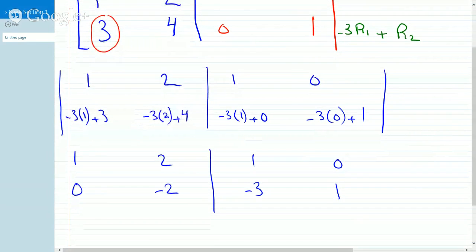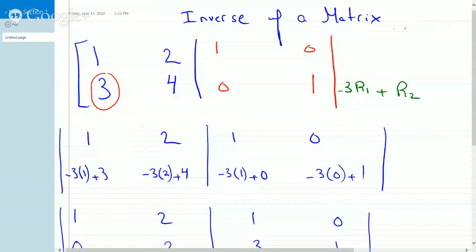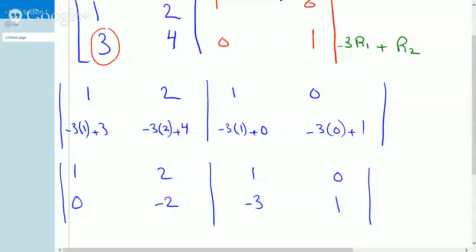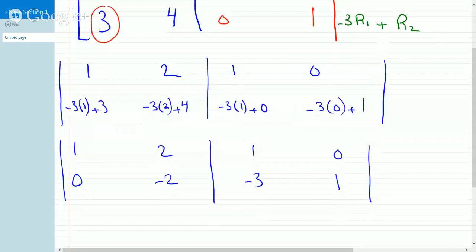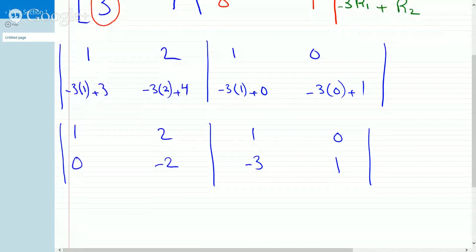Okay, so now we're down to this. We're on the right track. 1, 0. This is exactly what we're trying to get. Now we need to move on to here. First, this needs to be a 1 and this needs to be a 0. So you go row 1 minus 2.